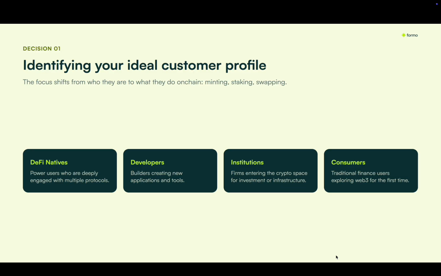The first decision is identifying your ideal customer profile. In crypto, the focus shifts from who users are to what they do on-chain. That means looking at behaviors such as minting, staking, and swapping. Your audience may include DeFi natives, developers, institutions, or consumers. Each group has a different reason for using crypto, so the GTM strategy needs to reflect those differences.